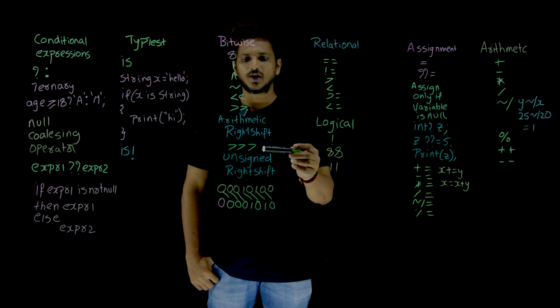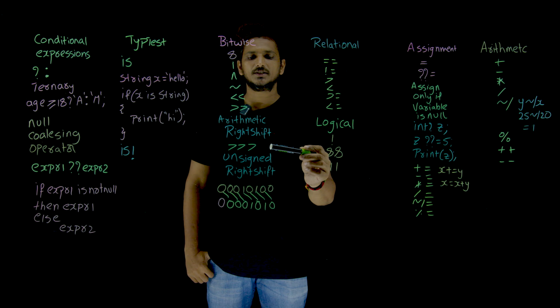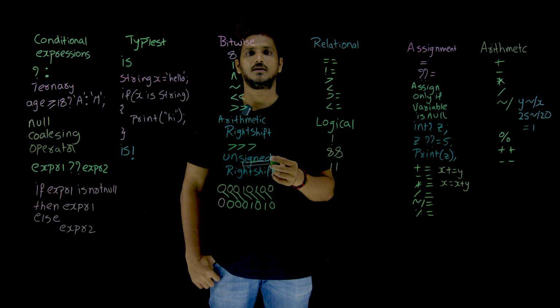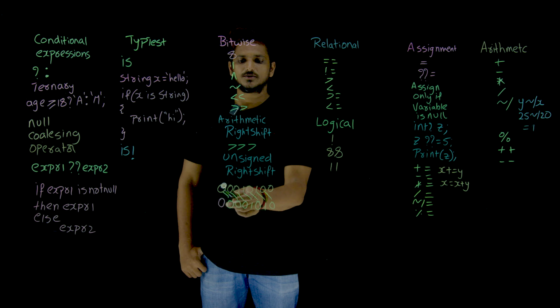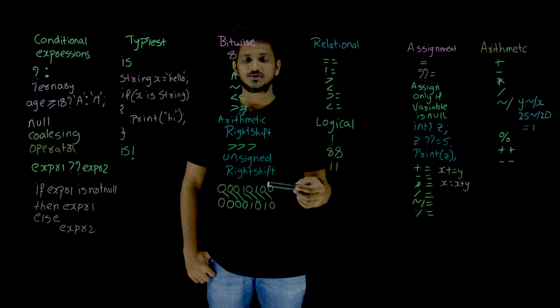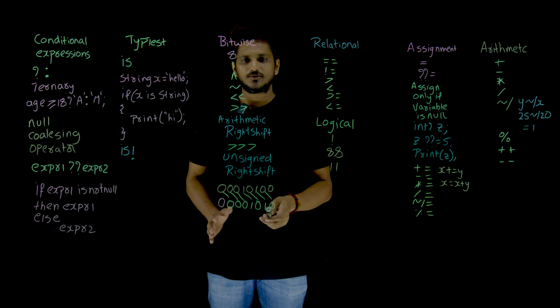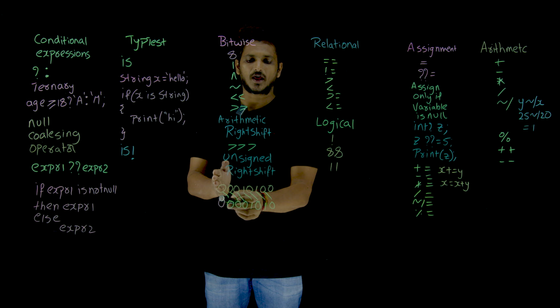Now coming to the next one, the last one is the triple greater than symbol. This is the unsigned right shift operator. This is the new operator which is available in Dart programming. See, how does unsigned right shift work? See here, 0, 0, 0, 1, 0, 1, 0, 0. If these are the bits available in our input, then unsigned right shift means place the rightmost bit as 0.